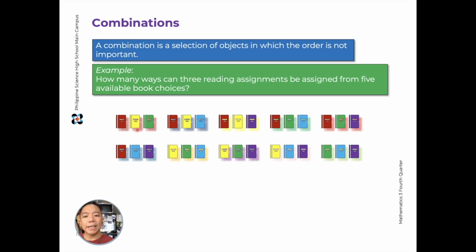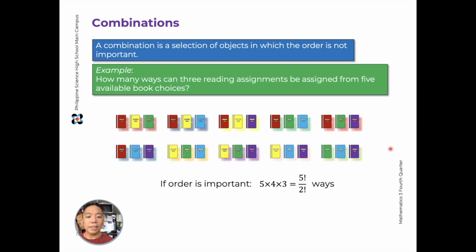So we have 6 na yellow, 6 na green, 6 na blue, and 6 na purple. We have 5 available book choices and nag-a-appear sila dun sa possibilities na pantay-pantay na tig-6. So alam natin na ito na lahat yun na pwede nating arrangements na magawa.